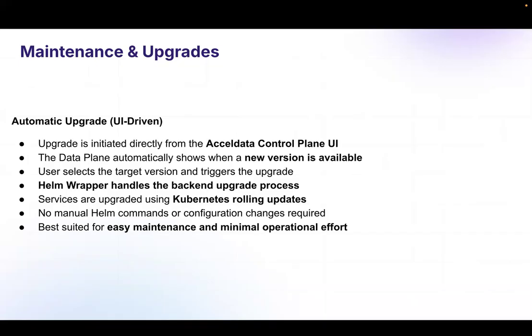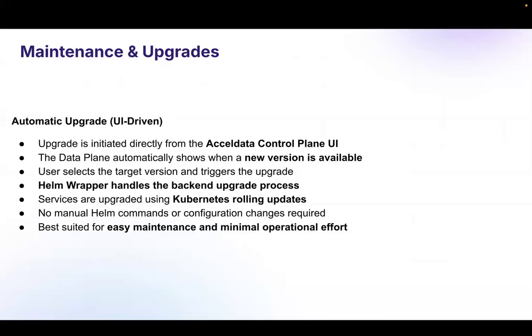As soon as a new version is available, it will show you upgrade options. As soon as you click on that new version available or upgrade available, it will ask you which version you want to update to, and based on the version you select, it will be upgraded. It will just trigger the Helm wrapper in the backend, and you don't need to worry about anything in the backend. The Helm wrapper will take care of all the services upgrade, whatever services are there underlying, it will upgrade all of them.